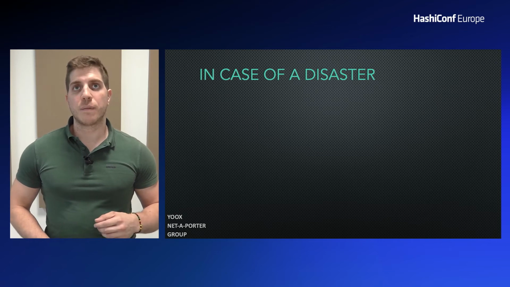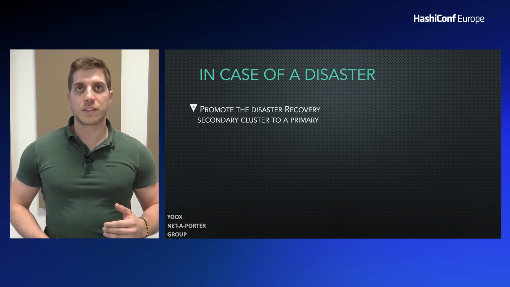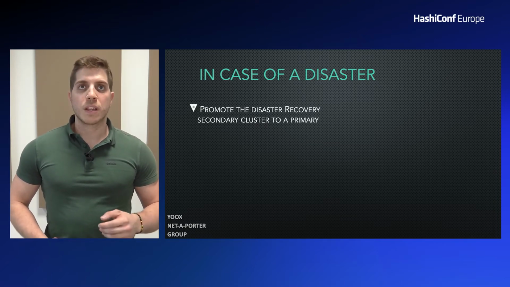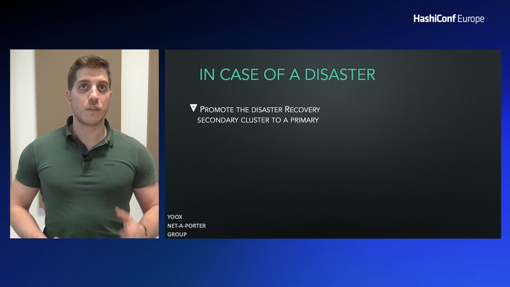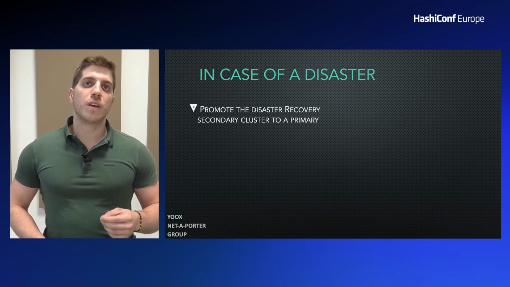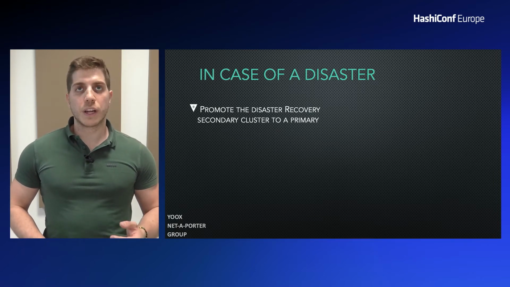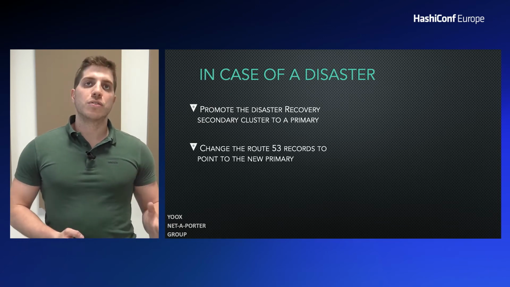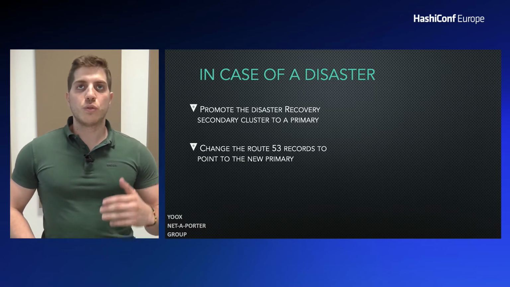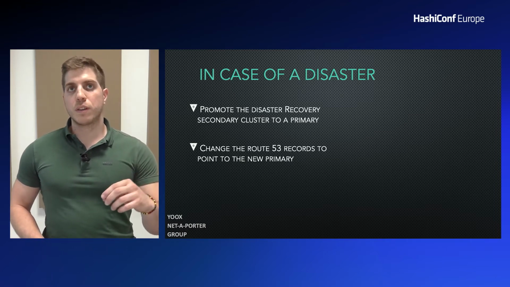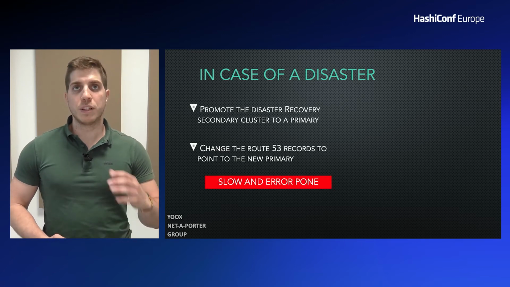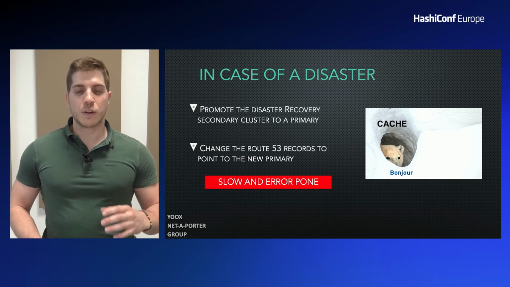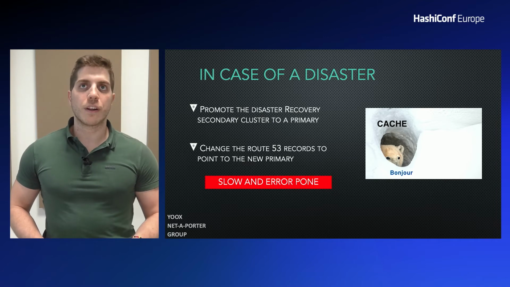So the procedure in case of a disaster for a Vault cluster is to, first of all, promote the secondary to a new primary. Now, this process involves the use of recovery keys or a DR operation token. Clearly, this token needs to be created beforehand. And then after that, considering the architecture that we saw before, we also need to change the Route 53 records to point to this new primary. Now, this is slow and error prone. Also, when changing Route 53 records, we can incur some caching problems.